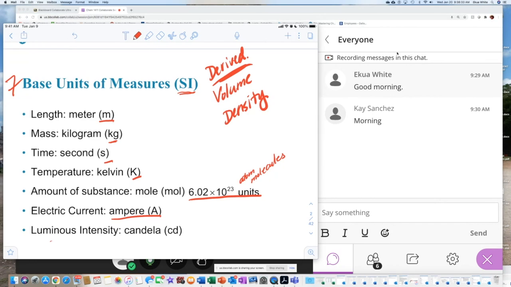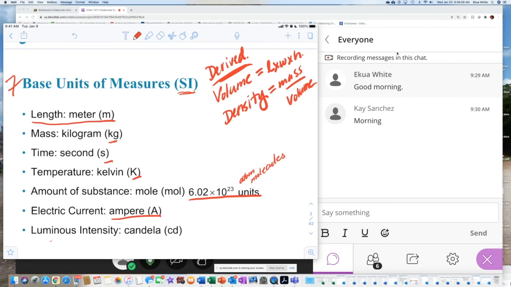For example, to get volume, you essentially take length, multiply it by width and height. So volume is actually length cubed. Okay, so different combinations of the base units give you the derived units. Density, to get density, you take mass divided by volume. Okay, so you have to solve for a volume first, and then from volume, you get density. So essentially, these are the basic units we'll see in the lab and the derived units.